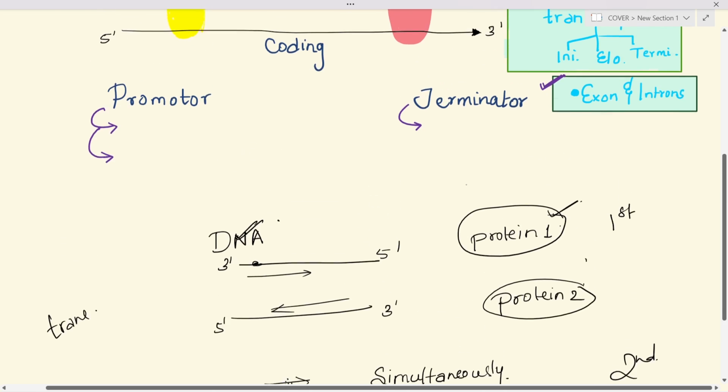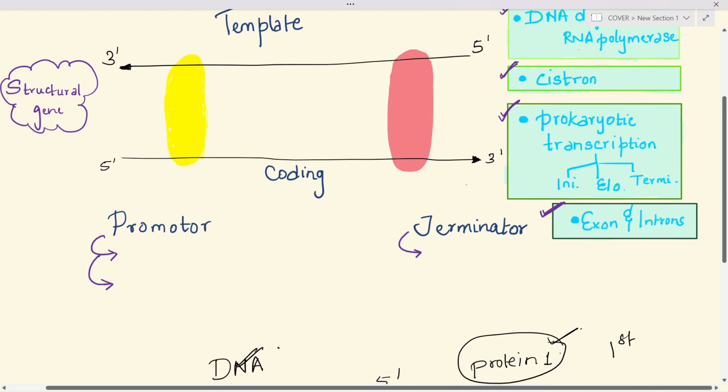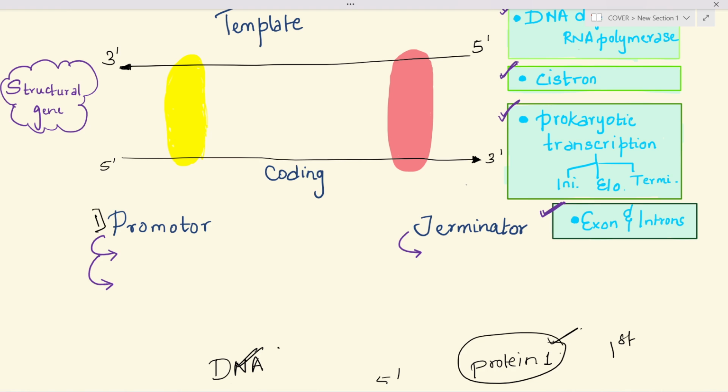Now we will see what a transcription unit is. A transcription unit includes three things. First is the promoter, second is the structural gene, and third is the terminator. Each part has its individual function. First we look at the promoter. The name indicates that it is the first part. So this yellow part over here indicates the promoter, and the red part over here indicates the terminator.